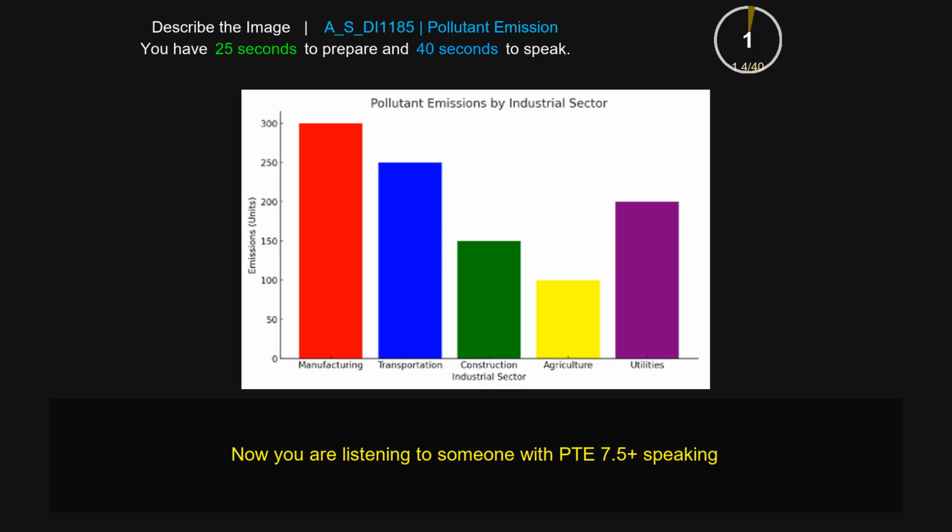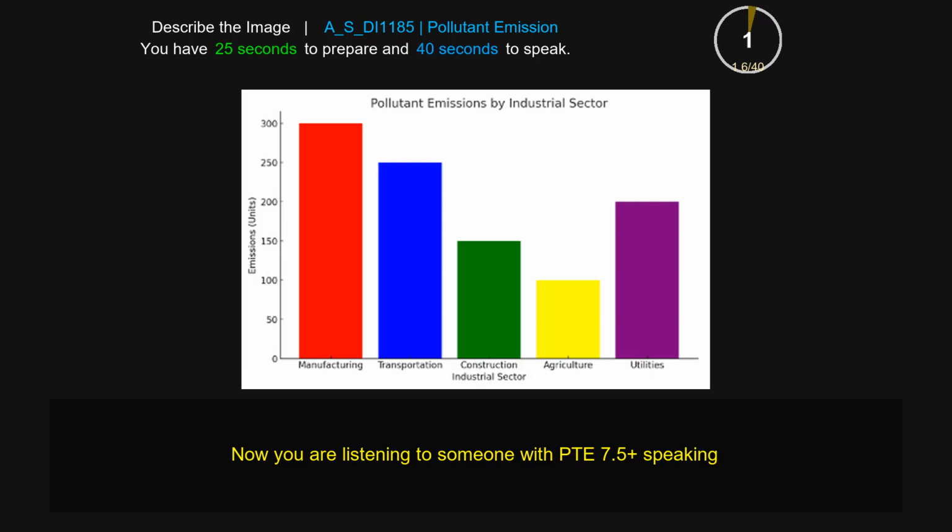The bar graph gives information about pollutant emissions by industrial sector. The x-axis mentions manufacturing, transportation, construction, agriculture, and utilities. The y-axis mentions 50, 100, 150, 200, 250, 300. There are some categories like industrial sector and emission units. The highest value is 300 covered by manufacturing. The lowest value is 50% covered by agriculture. Overall, the bar graph is very informative.